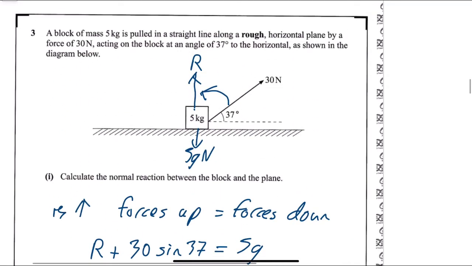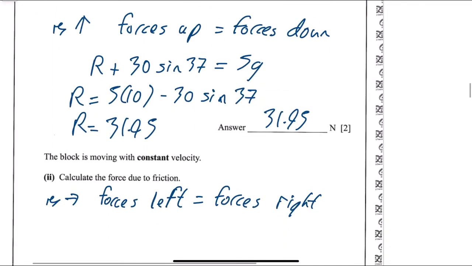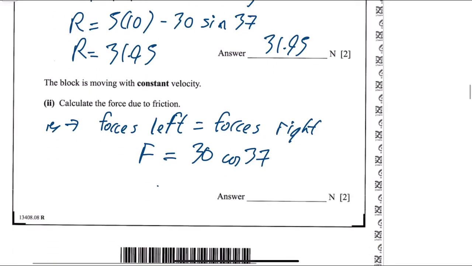So that means I'm going to call this my F. This is my friction. That's what we're trying to find. And then the forces left is just going to be your friction. Your force right is the component of that force in this direction, so it's going to be 30 cos 37. Sorry, 30 cos 37. And when I did that out, that worked out to be 23.96 newtons, to 2 decimal places. There we are.